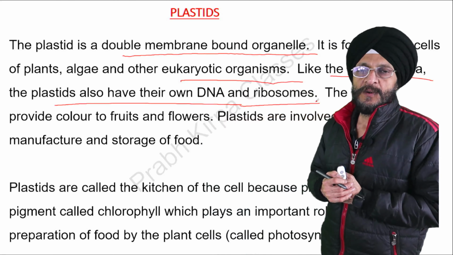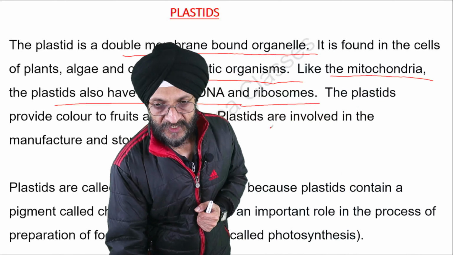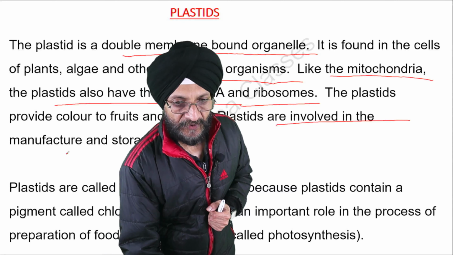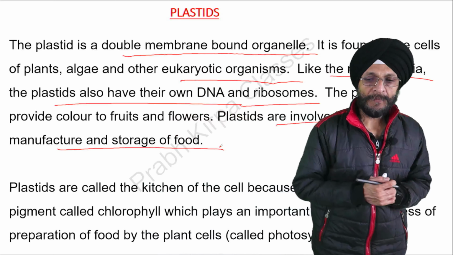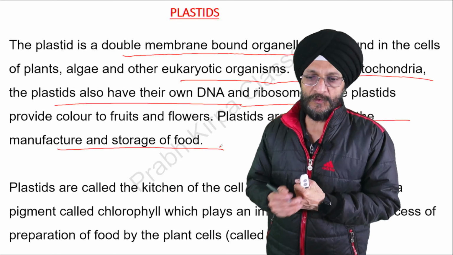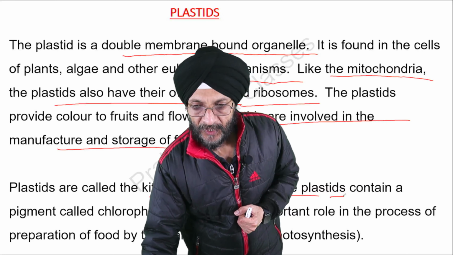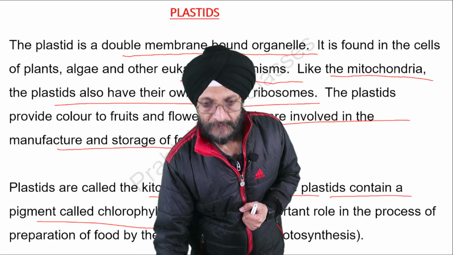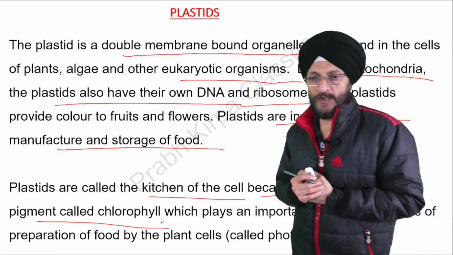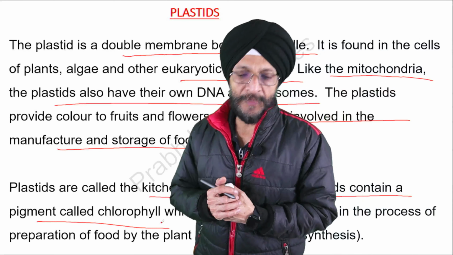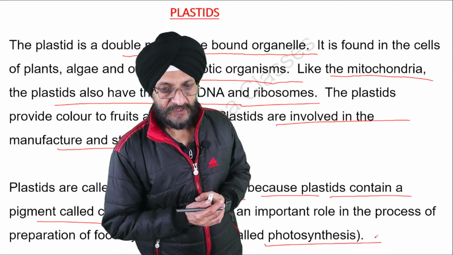The plastids provide color to the fruits and flowers. The plastids are involved in manufacture and storage of food. Plastids are called the kitchen of the cell. Why? Because plastids contain a pigment called chlorophyll, which plays an important role in the process of preparation of food by the plant cells called photosynthesis.